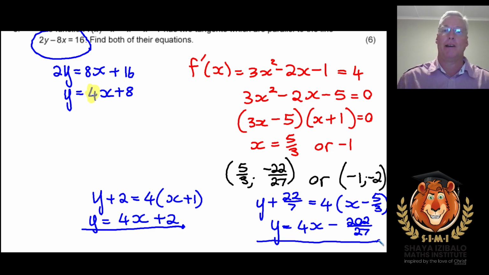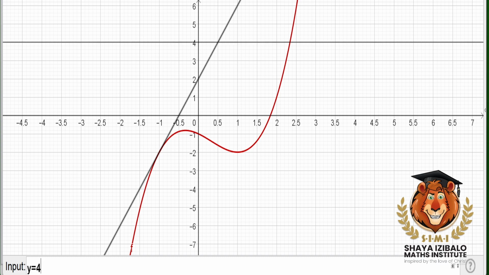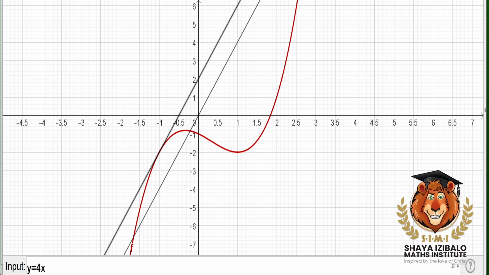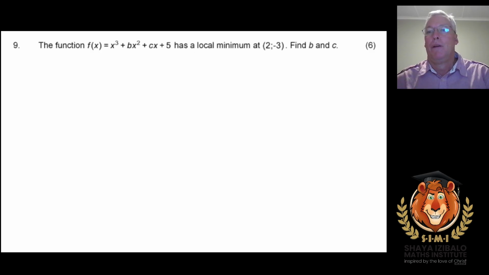Two different tangent lines. There's the curve actually. Let's type those two equations in. 4x plus 2 was the one, and we can see it is indeed a tangent. The other one was y equals 4x, I don't think it was plus, I think it was minus 202 over 27, parallel to one another.